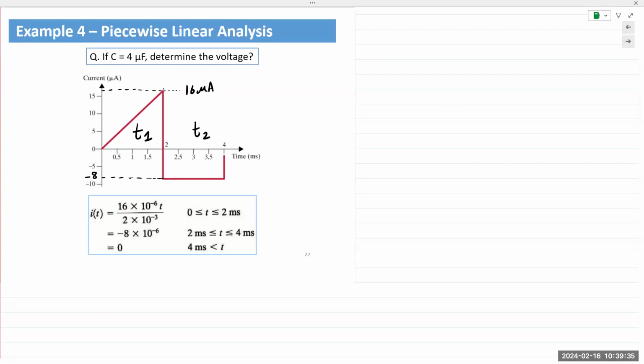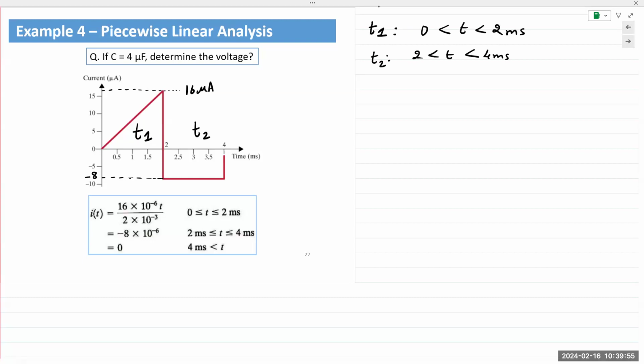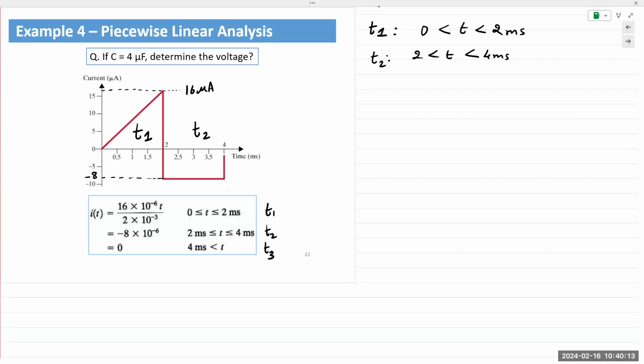At T1 and T2. So time period 1 is from 0 to 2 milliseconds, and T2 is from 2 to 4 milliseconds. And beyond 4, it is 0. So we don't need to write T3, but I'm just pointing it out that if there was a third one, we write the value until it goes to 0.